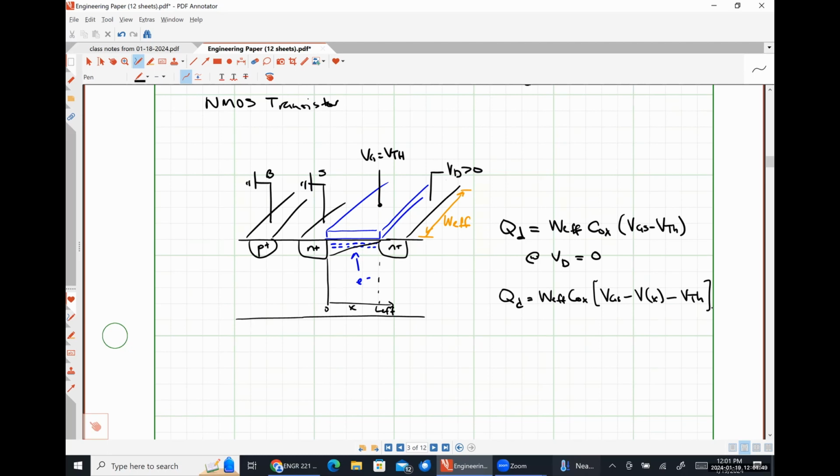All right, so let me put this as at VD. Actually, 0 volts is less than VD is less than our threshold. So we're going to have this linear distribution. We're actually going to have a linear charge distribution when VD is greater than VTH, but that's going to cause some interesting things to happen that we'll talk about probably on Monday.